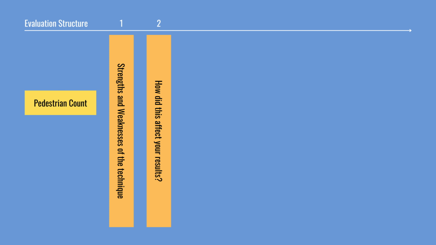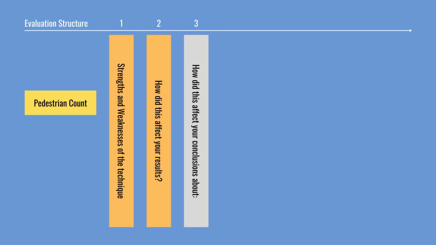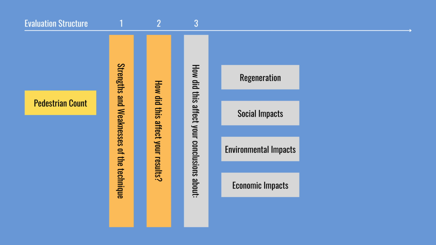Let's begin with the urban fieldwork. For each of the data collection methods, we start by identifying the strengths and weaknesses of the technique. We then consider how these affected our results. How did this then affect our conclusions, and particularly our understanding of the key concepts? In this case, regeneration, social impacts, environmental impacts, and economic impacts.